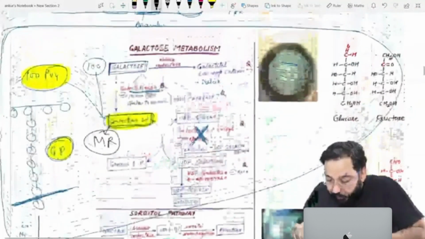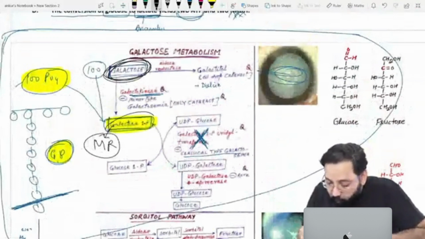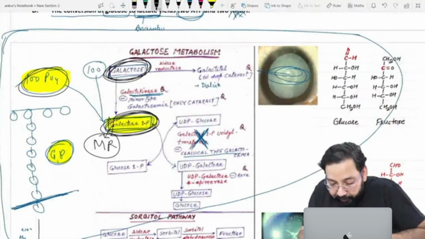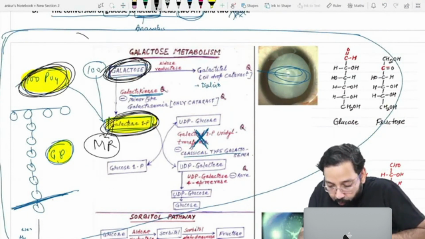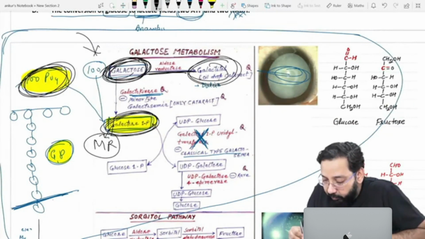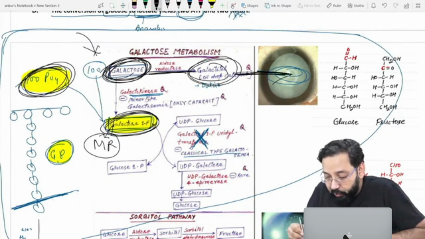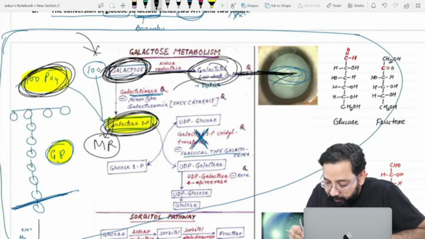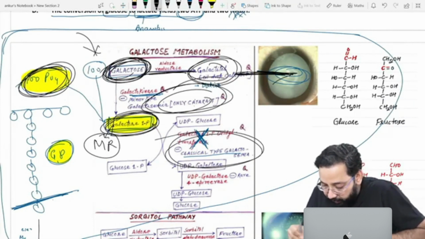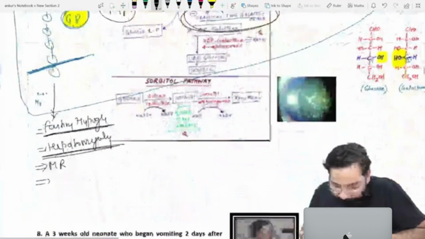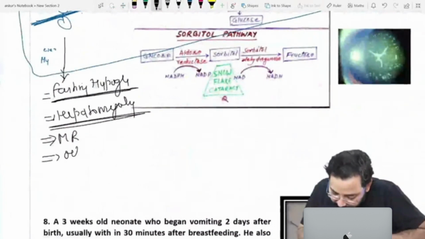Because all the phosphate is depleted, more and more galactose is coming, and the extra galactose will be converted to galactitol, oil drop cataract. So oil drop cataract may be present in minor type and major type, classical type.